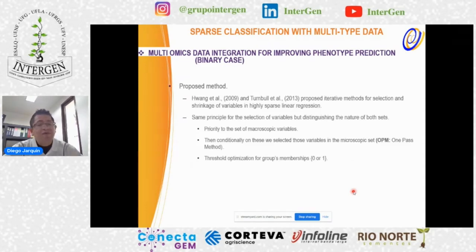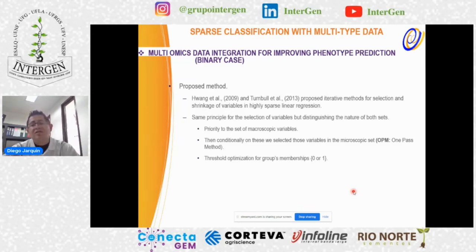In our case, we propose a method that is based on the ideas of Huang and Turnbull, where we use an iterative method for selection and shrinkage of variables in highly sparse linear regressions. We use the same principle for the selection of variables, but we distinguish the nature of both sets. Here we gave first priority to the set of macroscopic variables, the secondary traits, and then, conditionally on this, we selected those variables in the microscopic set, the molecular markers. We call this the one-pass method.